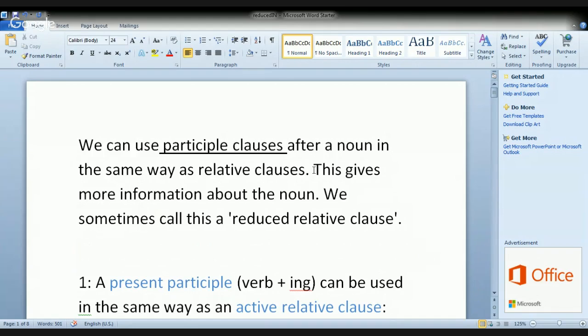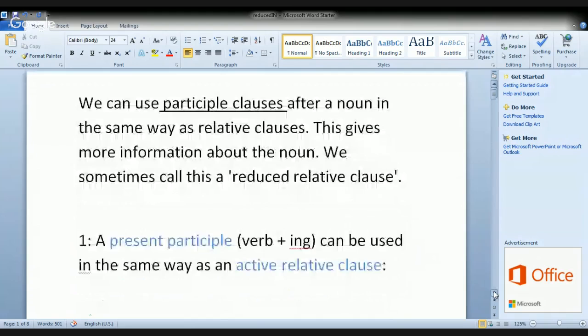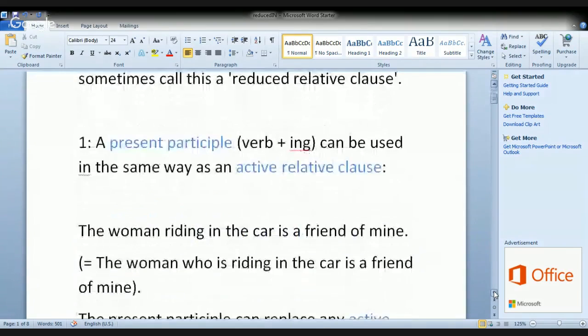Okay, and so it gives more information about the noun. We sometimes call this a reduced relative clause, and that's basically it. And so there's three types that we're going to be looking at today. And so we'll start with this first one, a present participle, which is basically just the verb plus ing. That's all a present participle is.